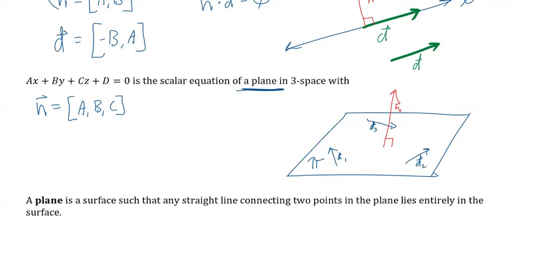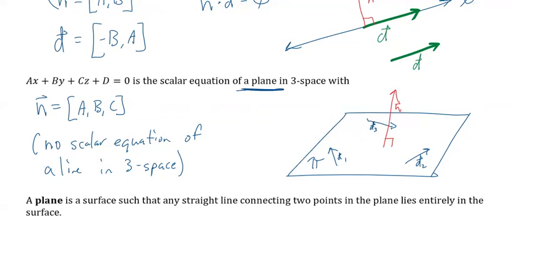There's no scalar equation of a line in three space. Why not? Why can't they make one? Because the scalar equation is of a plane. It just is. It is that of a plane. So you can't also have one of a line. This is really important to note.